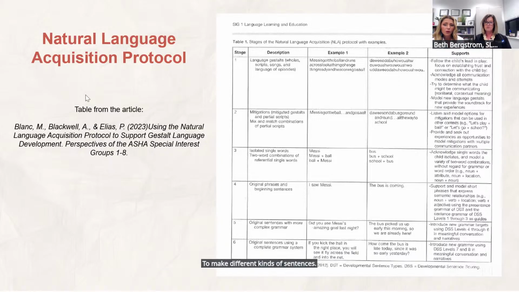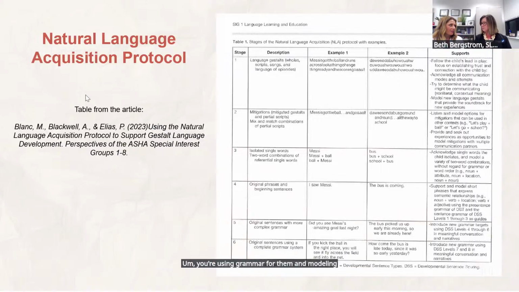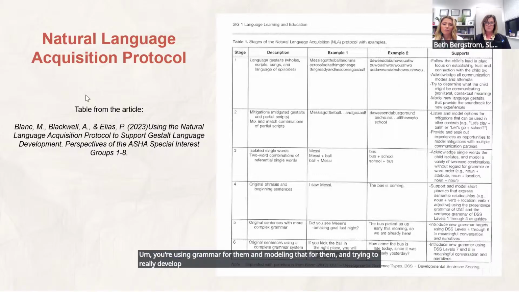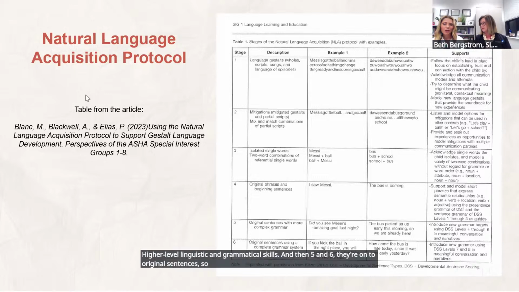So at stage 4, you're supporting and modeling short phrases that express semantic relationships. You're using grammar for them and modeling that for them, trying to really develop those higher level linguistic and grammatical skills. And then 5 and 6, they're on to original sentences. So they're starting to use more complex grammar here, and you're just going to continue to develop the complexity.